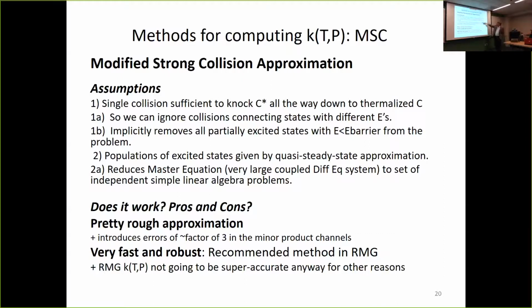And it basically implicitly removes all the states that have energies less than the barrier height from the problem, because they never get connected. So you form the state up high, it jumps all the way down to the bottom, and it never hits those intermediate states, and so you don't need them.